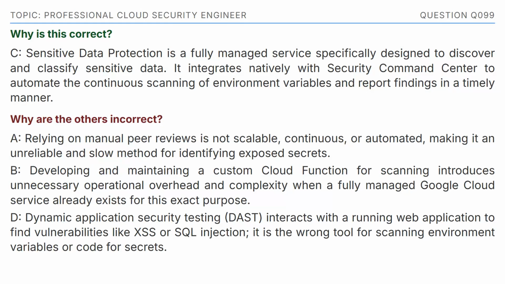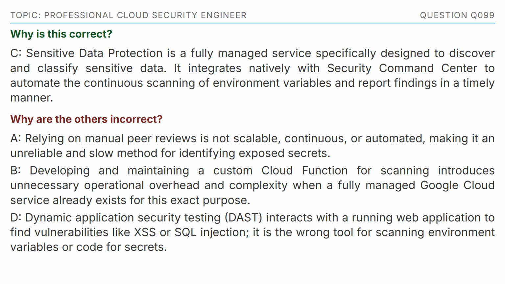Why is this correct? C. Sensitive data protection is a fully managed service specifically designed to discover and classify sensitive data. It integrates natively with Security Command Center to automate the continuous scanning of environment variables and report findings in a timely manner. Why are the others incorrect?